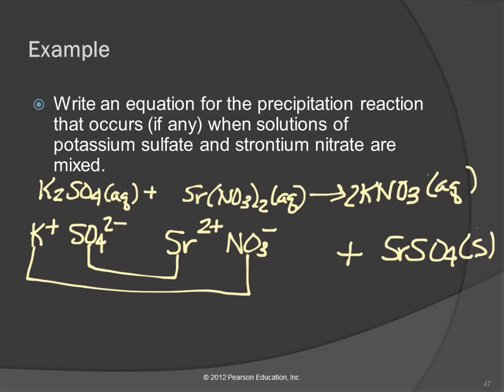In a precipitation reaction, it's important to include state symbols because we want to know which one of these is the solid. It's possible that they could both be solids, but that's pretty unusual.